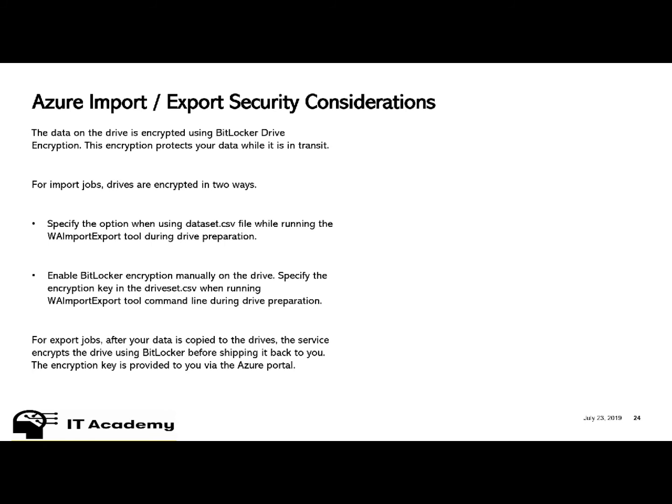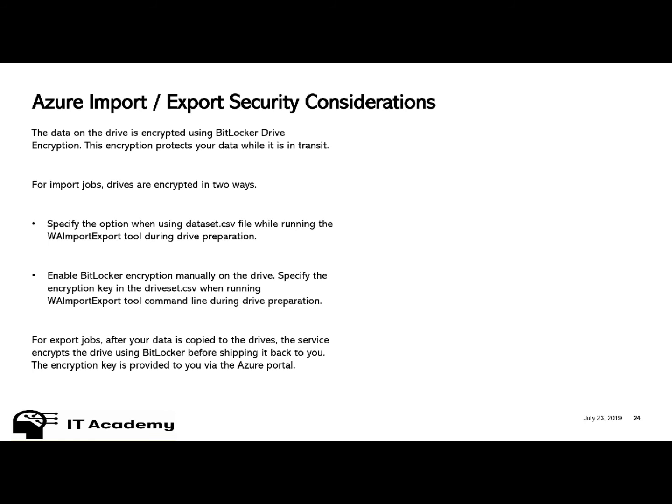So, drive encryption is really important to us. The data on a drive that we ship using the import and export service can be used with BitLocker drive encryption. That encryption protects the data whilst it's in transit. For import jobs, we can encrypt our drive in one of two ways. We use the WAI import-export tool to prepare the drive, and we can use this dataset.csv file to specify if we're going to use a file of our own creation or use BitLocker with the recovery key stored in Azure AD.